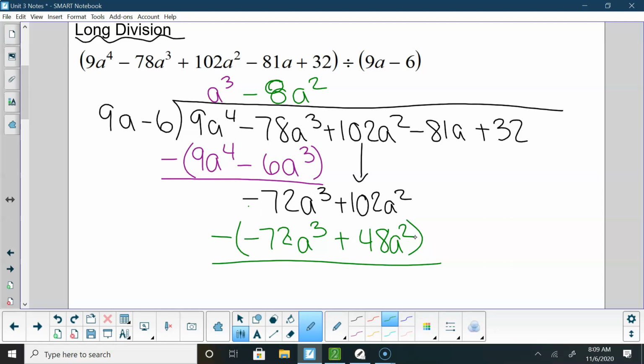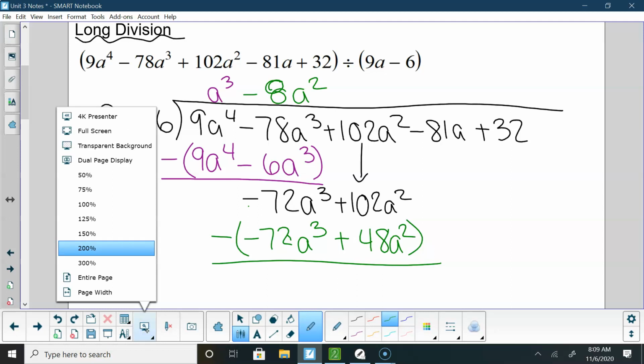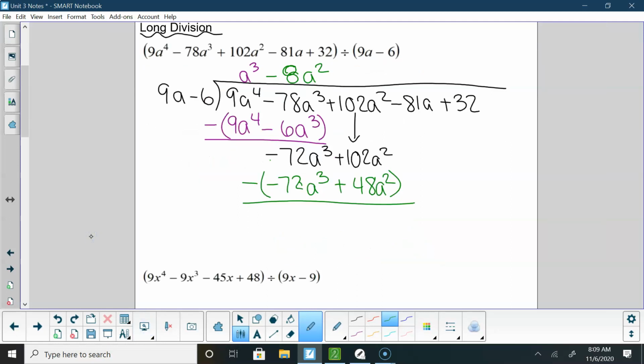Bueno? What happens right here? What happens with the 72s? Yeah, they cancel out. All right, that's exactly what I want them to do. I want them to keep canceling. All right, so now I'm left with, what's 102 minus 48? I think it's 54, yes?